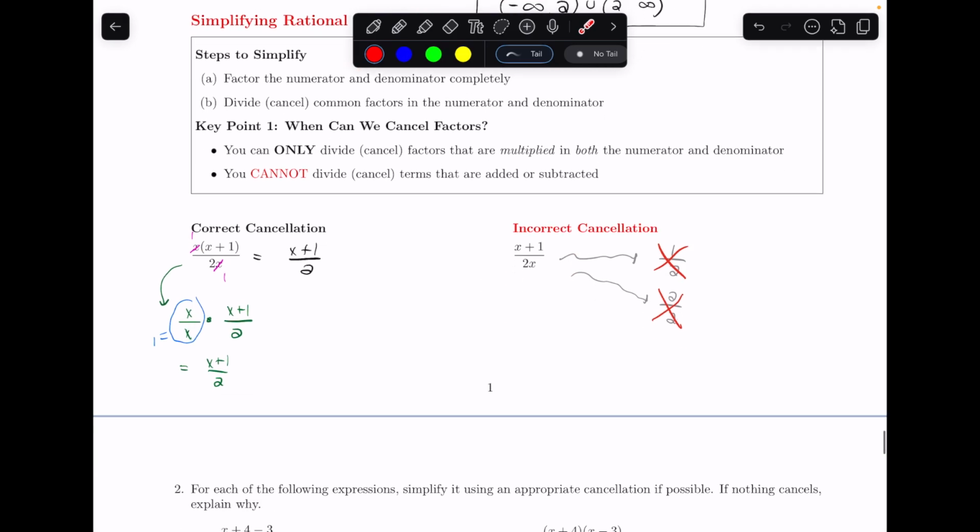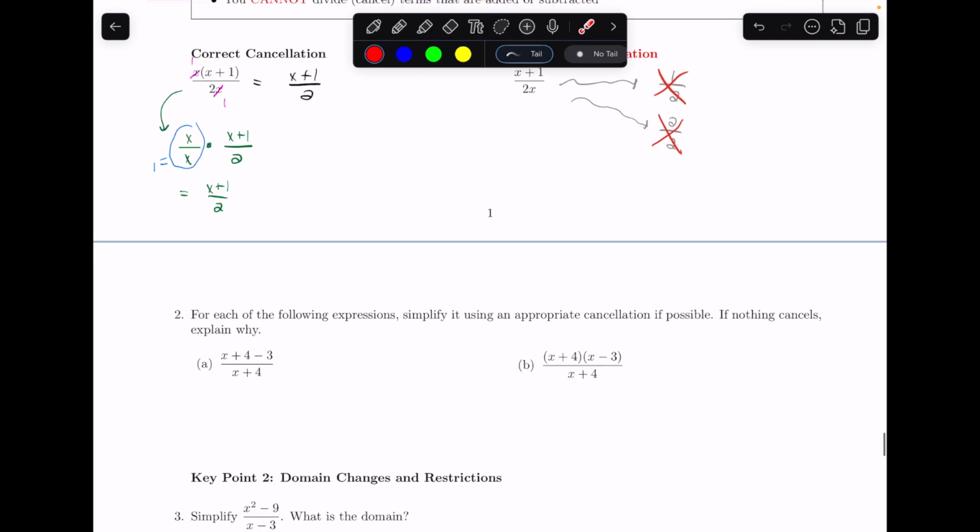So, okay, let's flip the page. Let's do a practice problem. So for each of the following expressions, I want you to simplify it using an appropriate cancellation if possible. And if nothing cancels, then explain why. So I want to have you pause the video for 1 to 2 minutes to try these. So pause it in 3, 2, 1, pause it and try these.